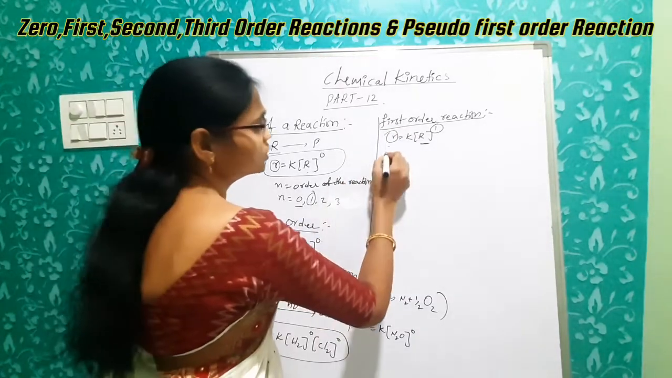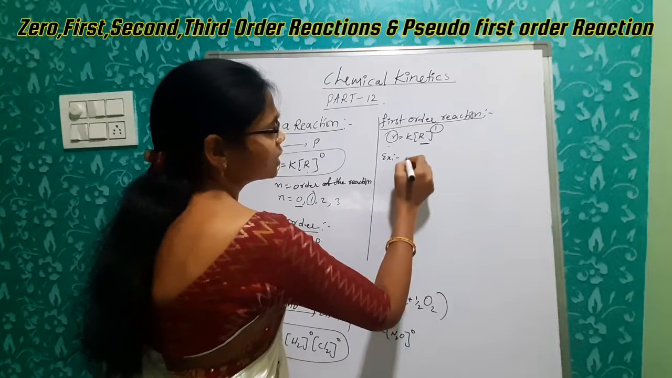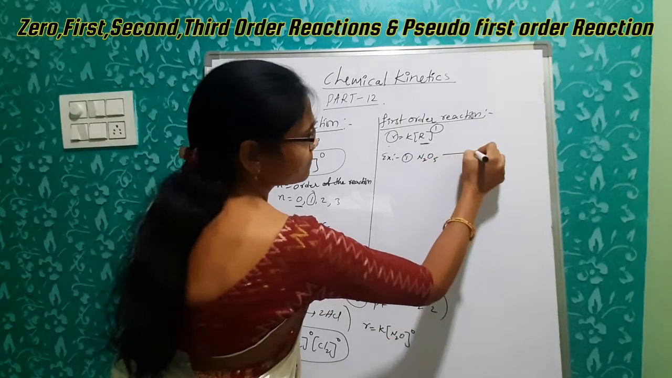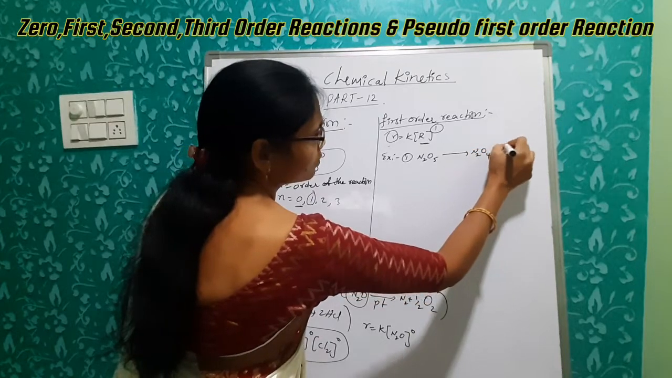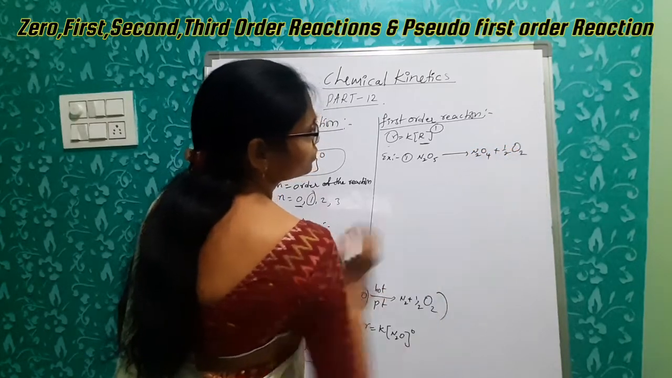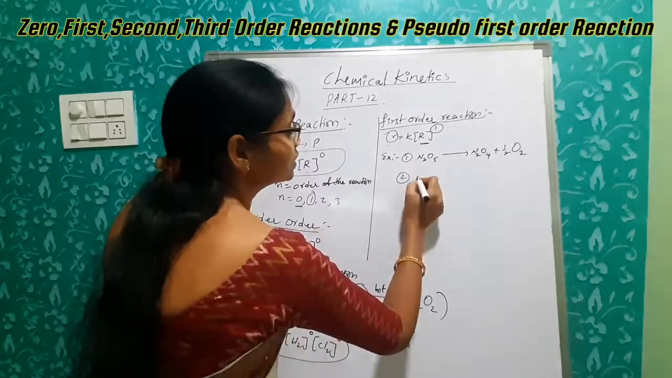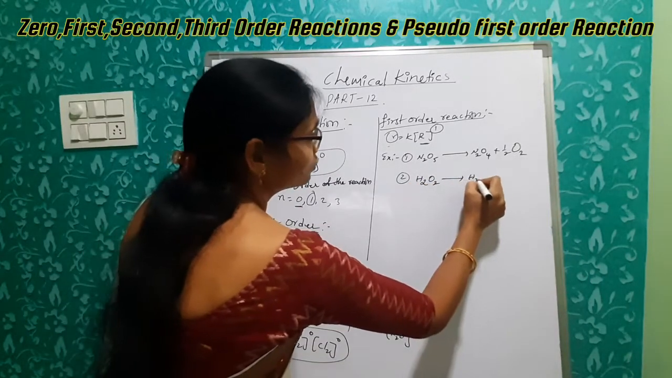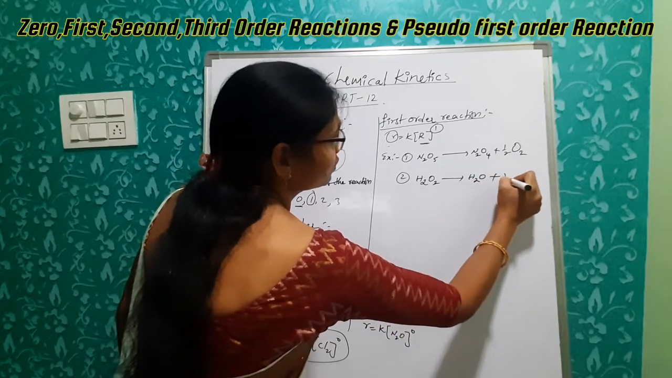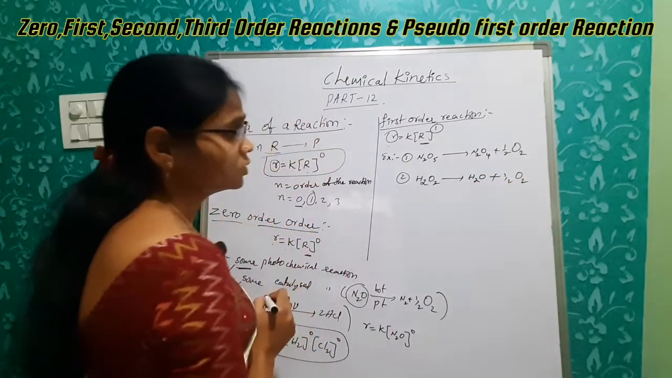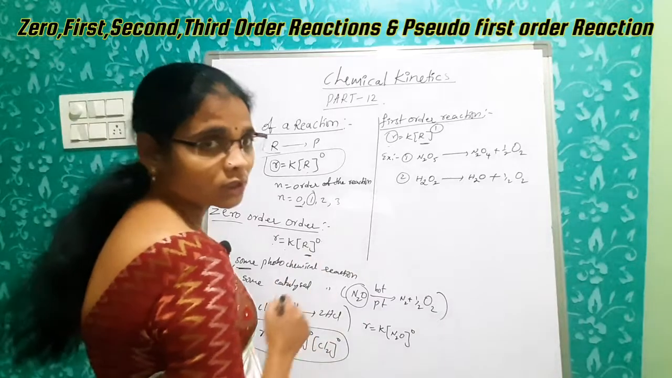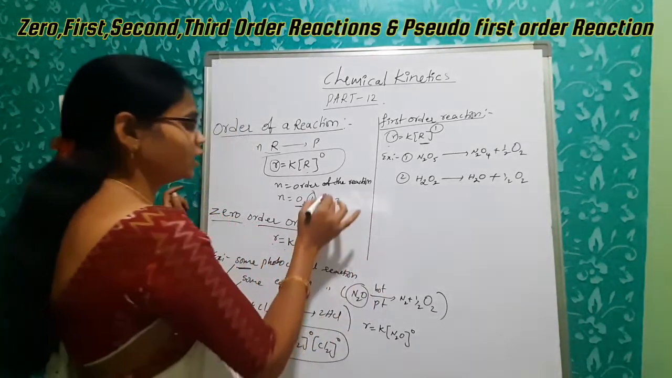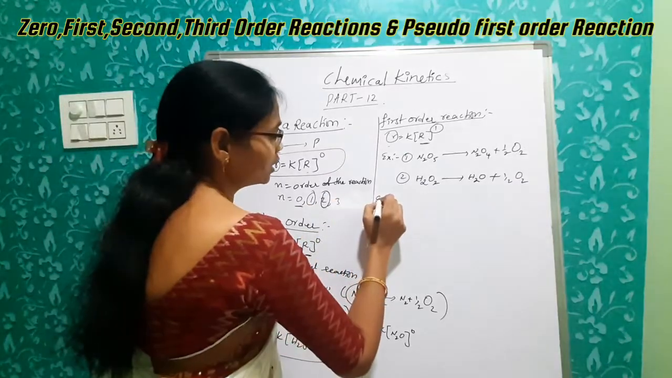Simple examples: decomposition of N2O5 will give N2O4 plus half O2. Next, decomposition of H2O2 gives H2O plus half O2. These are first order reactions. Now, if order is 2, they are second order reactions.